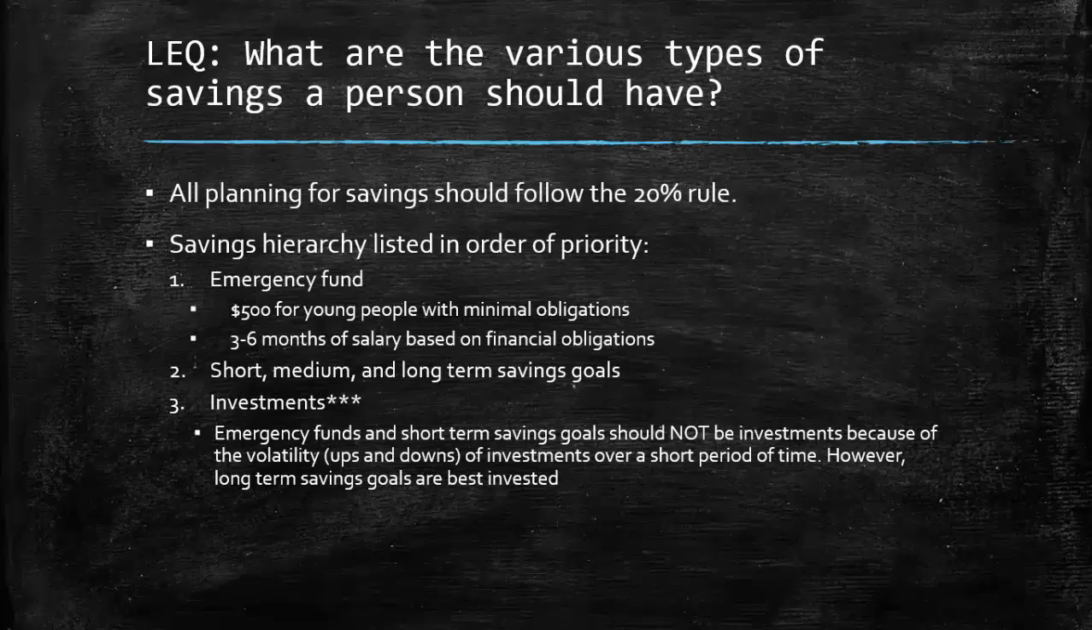So when I say investments, I'm talking about investing in things like stocks and bonds, which we have not covered yet. We will cover. You guys have probably heard the word compound interest by now. That's what we're getting at when we talk about investments. Now, here's something I want you all to know, and I kind of already mentioned this. Emergency funds and short-term savings should not be investments because of the volatility, that means ups and downs, of investments over a short period of time.